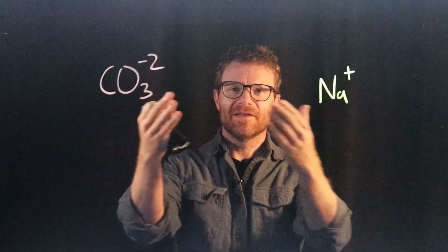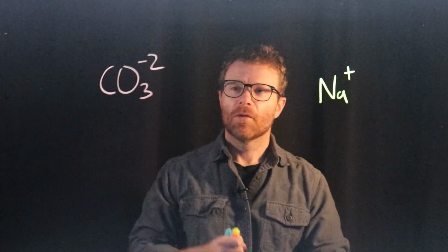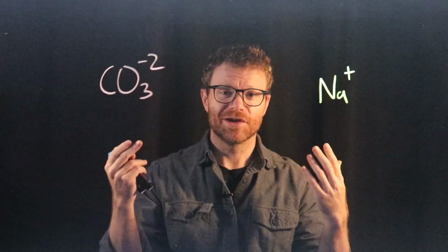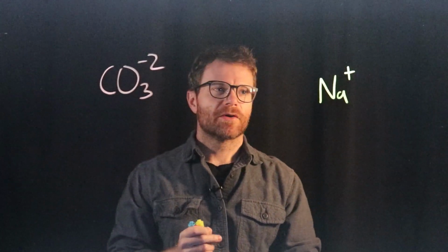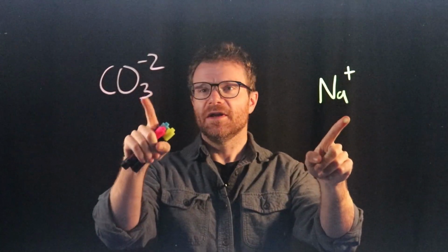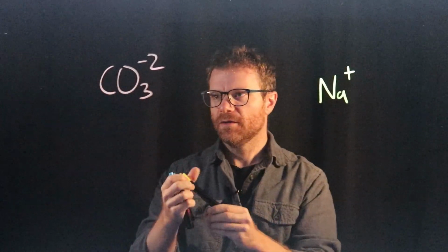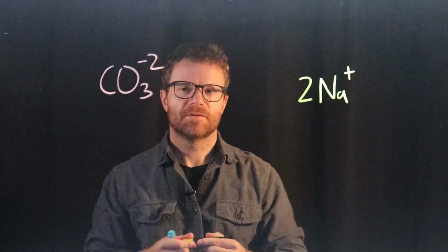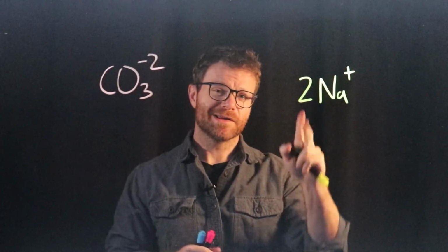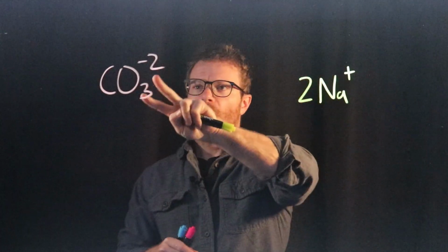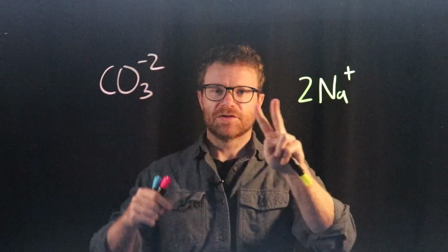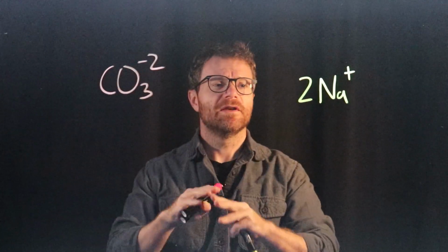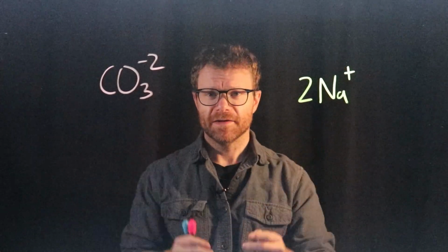Now we just need to balance these 2 charges. Well, the lowest common multiple of 2 and 1 is just 2. So in order to get +2 here and -2 here, I'm going to need 1 of these, and I'm going to need 2 of these, right? Because 2 sodiums will give me a positive charge of +2. 1 carbonate already has a charge of -2, so I don't need to do anything to that. +2, -2 cancel out and leave us nothing at all. So this is going to be balanced.